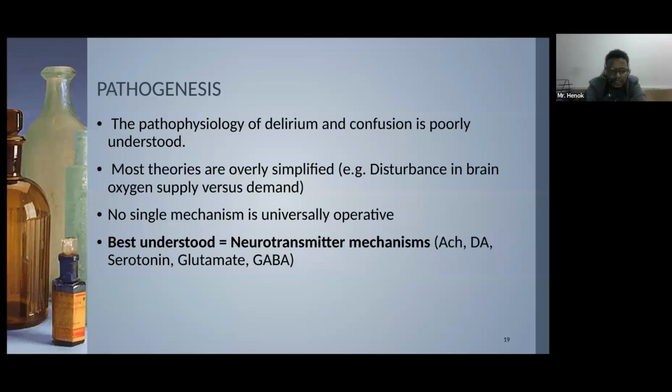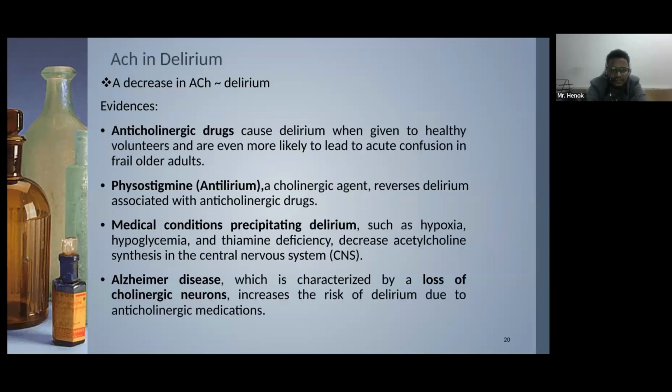The best understood theories are the concepts related to neurotransmitter mechanisms, specifically acetylcholine, dopamine, serotonin, glutamate, and GABA. When you look at the role of acetylcholine in the pathogenesis of delirium, usually a decreased level of acetylcholine is associated with the symptoms of delirium.